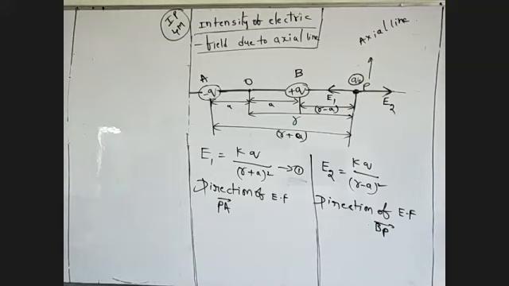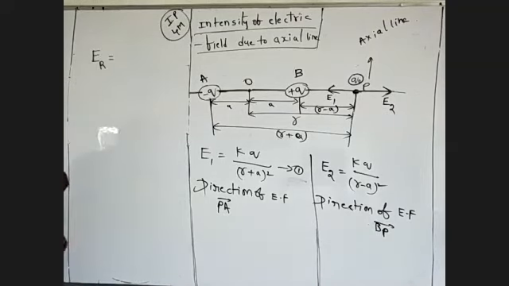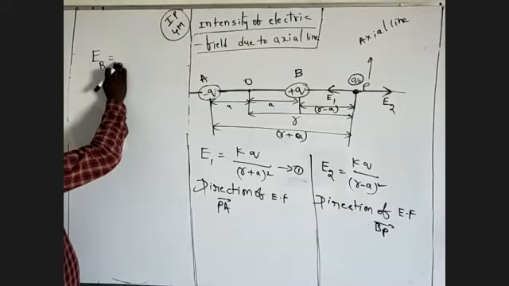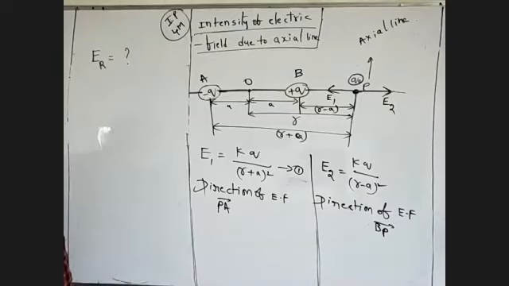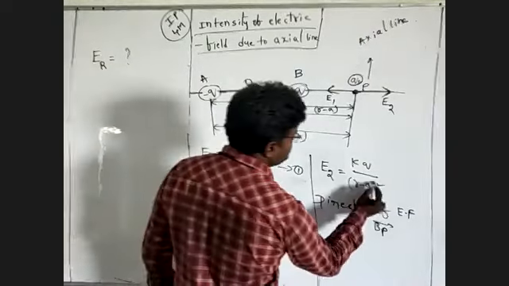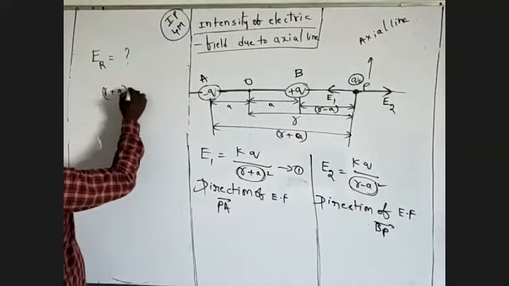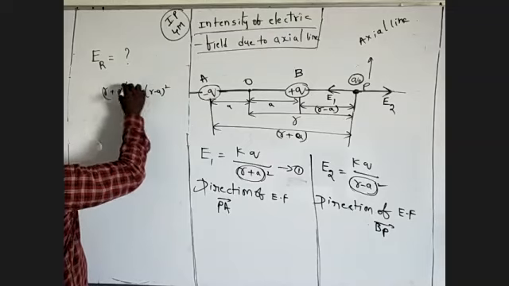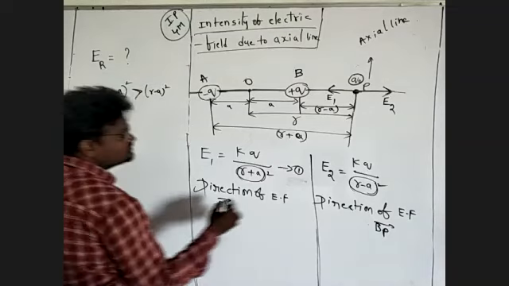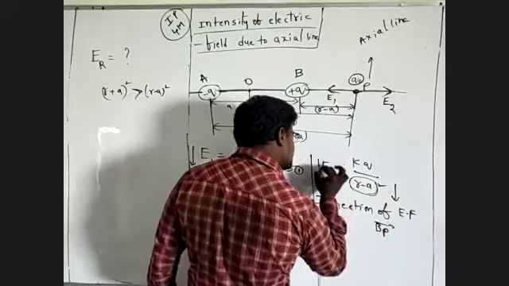Now at point P, I want the resultant electric field. We have to calculate the resultant electric field at the P point. Which one is greater? Which one is lesser? R plus A is greater, and this is R minus A. R plus A is greater than R minus A. So this is greater, which means this is a lesser distance, and a lesser distance means more electric field.